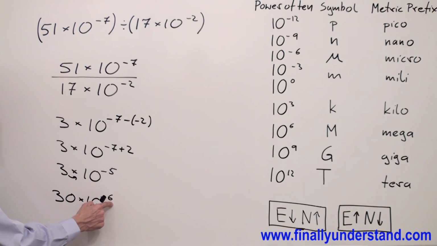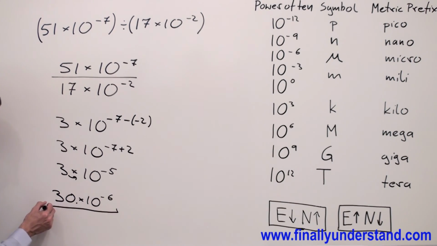Negative 6 is a multiple of 3. And the number on the left side of the decimal point is between 1 and 999. That's why this is the correct answer to my problem.